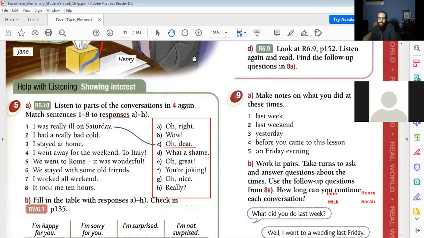But for example, let's say if your friend says, I was really ill on Saturday, can you say, oh, great? Is that okay? No. Can you say, oh, nice? No. Can you say, wow? No. So the idea is that we need to choose the right response for the right situation.